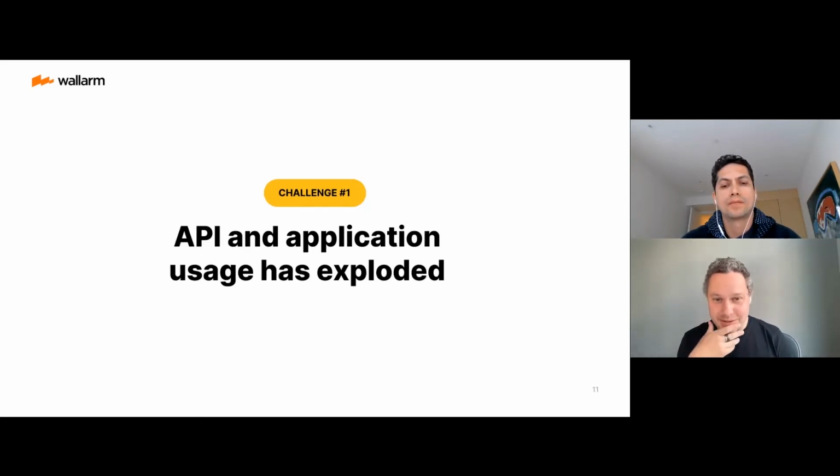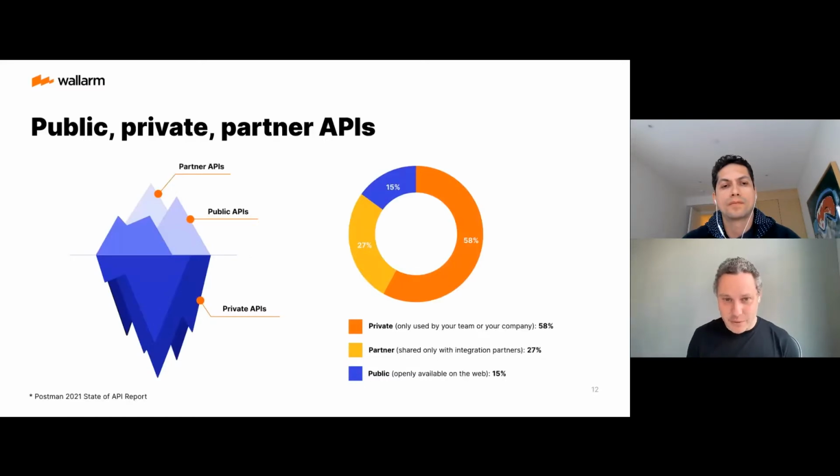API and application usage has exploded. So basically, APIs are everywhere. When we talk about APIs, we basically talk about three types of APIs. Private APIs, only used within your company, and it's usually microservices, right? They are internal, sometimes they are exposed, sometimes they are not exposed. And those APIs are private. And the majority of them are, by the way, this is data from the Postman 2021 State of the API report, so the majority of APIs are private.